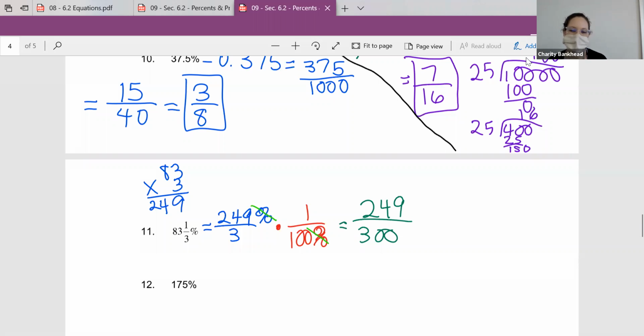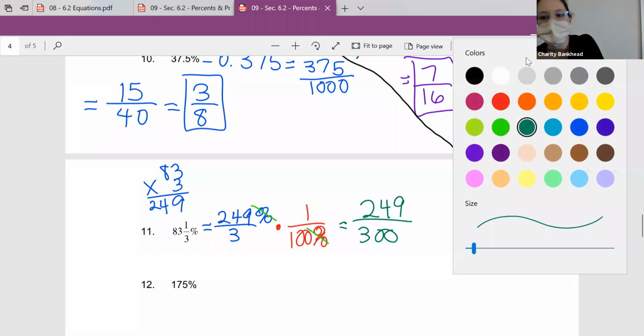Well, let's see. They're not divisible by 2, but I think they are reducible by 3. Let's just try reducing it by 3 and then see what happens. And we can always reduce it some more if we need to. So divide by 3.